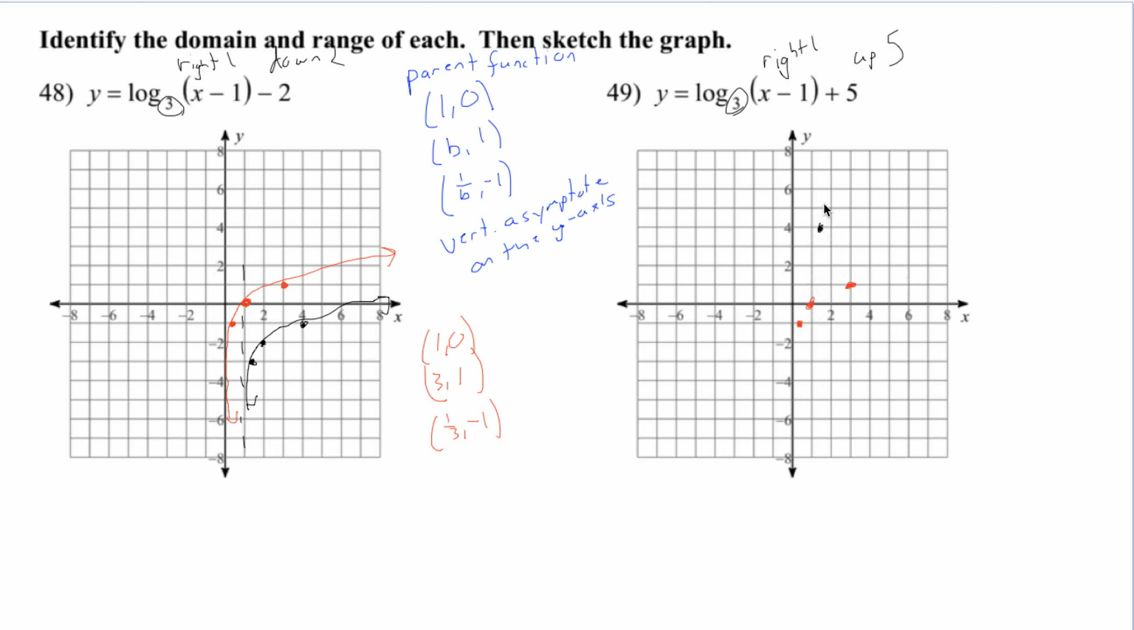So take each point, go right 1 and up 5. The asymptote would also move right 1, so it's going to be right here. This line, and it will come up, go through these points. And there's the graph of that one. So it's graphing logarithms.